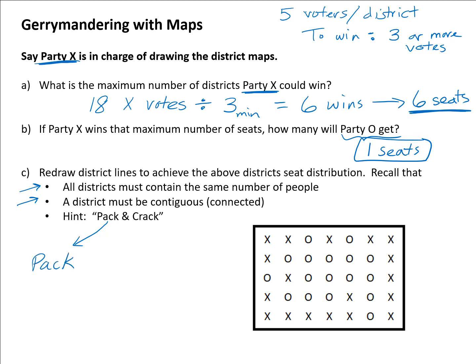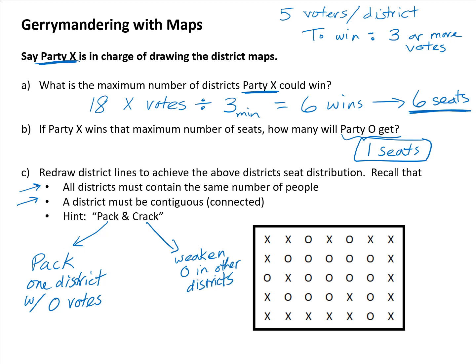So pack one district or one region with O votes. And that's going to be helpful because that's going to weaken them or crack them everywhere else. So it weakens O in other spots or in other places. So we call that packing and cracking.